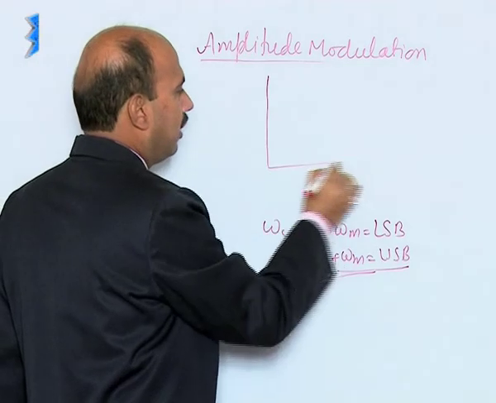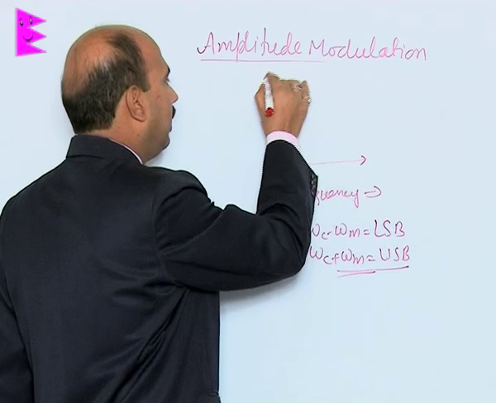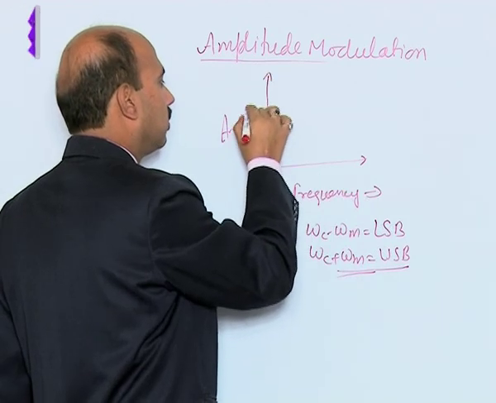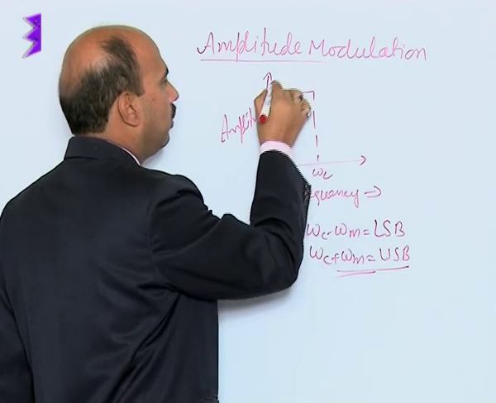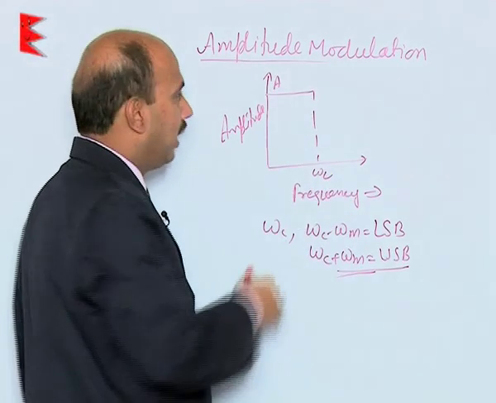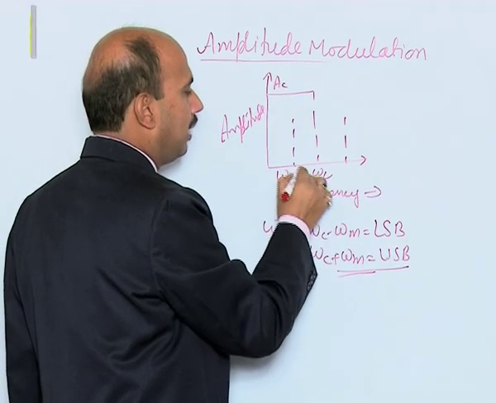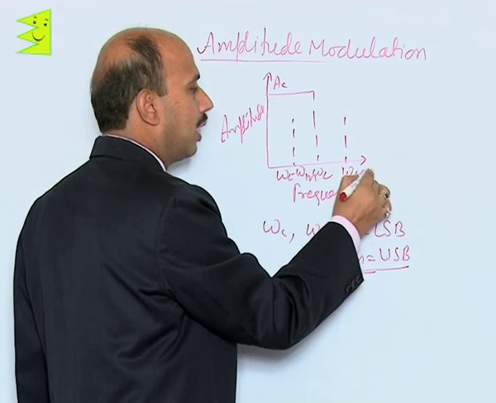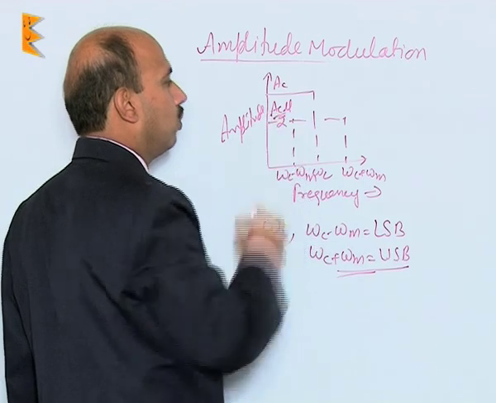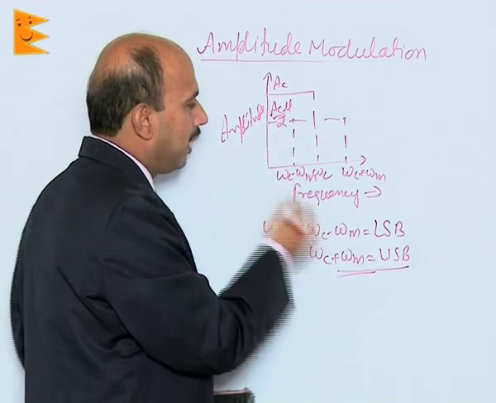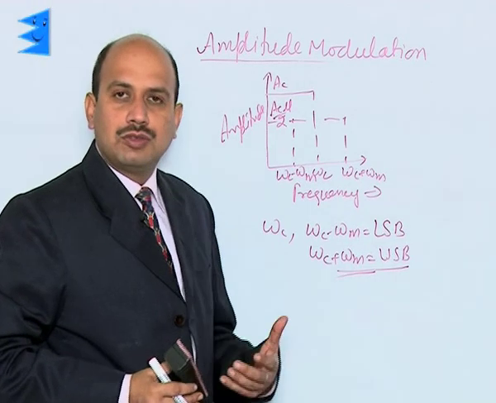So the graph we can see here: we can take frequency on this side, and here we can take amplitude. Omega c is here, its amplitude, suppose A, we can take Ac, and then omega c minus omega m and omega c plus omega m, with amplitude Ac mu divided by 2. So this is the frequency spectrum for the modulated wave, where the lower side band and upper side band of the frequency have been shown.